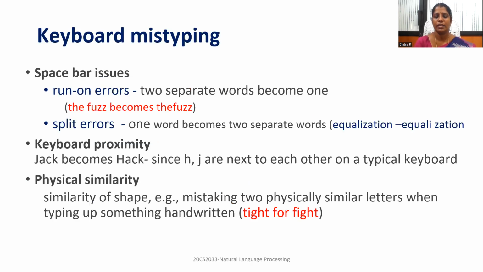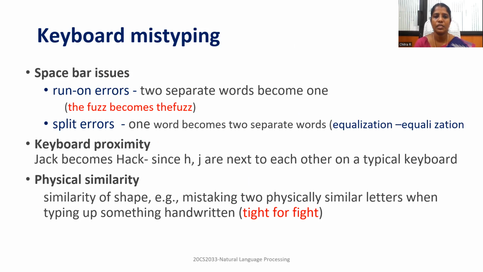The errors are classified into many categories, and the first one is the keyboard mistyping error. The keyboard mistyping error is again classified into spacebar issues, keyboard proximity error, and physical similarity error. The first one is the space bar. Sometimes we enter a space where it is not required, and sometimes the space is required but we forget to enter it. There are two possibilities.